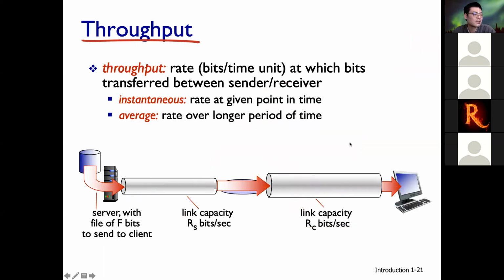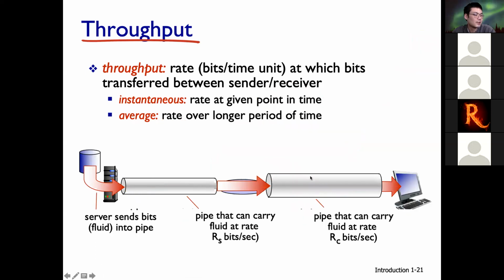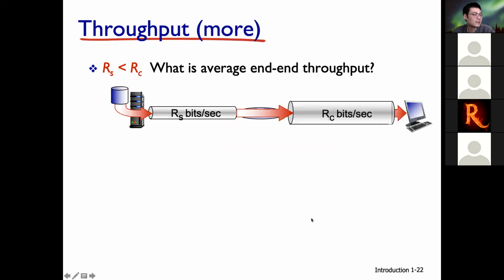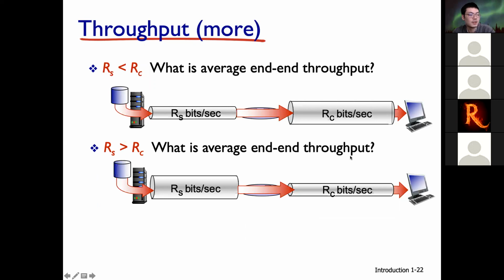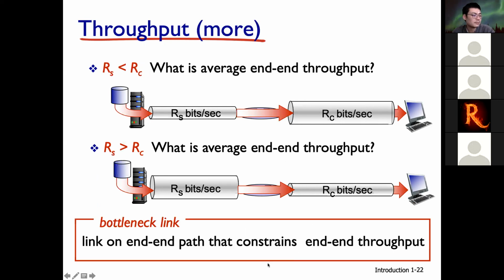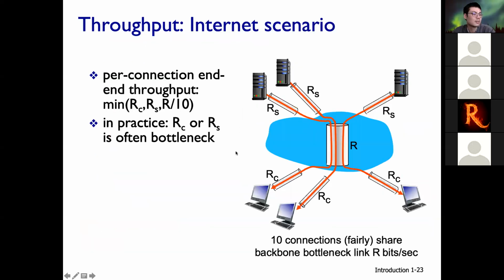The next few slides are just describing this step. So we assume a simple case, we only have two links, two pipes, one is Rs, one is Rc. If Rs is less than Rc, what's the end-to-end throughput? Rs, right? It's smaller. If Rs is larger than Rc, what's the end-to-end throughput? It's Rc. It always just follows the link with the narrowest bandwidth. So this bottleneck link, this smallest bandwidth link, is where it decides the speed. So this is the takeaway message.